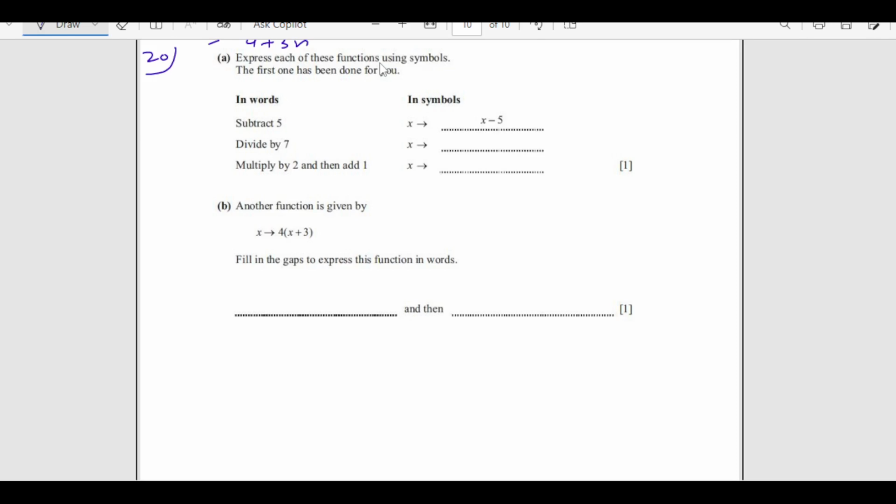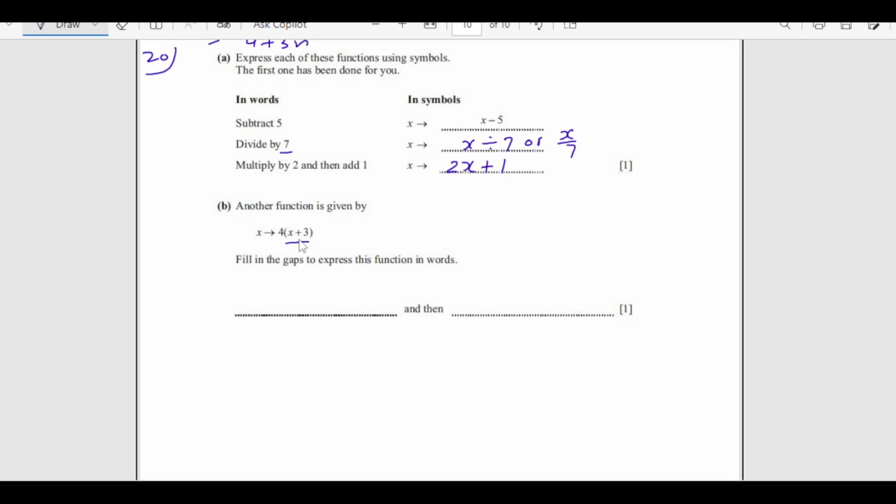Subtract in symbol x minus 5, right? Divide by 7 is x divided by 7, or you can write down x over 7. Multiply by 2. So multiply by 2 is 2x, and then add 1, 2x plus 1, right? Now second, another. So this we were writing in here. Now we are given this, the right hand side we are going to put the remaining thing.